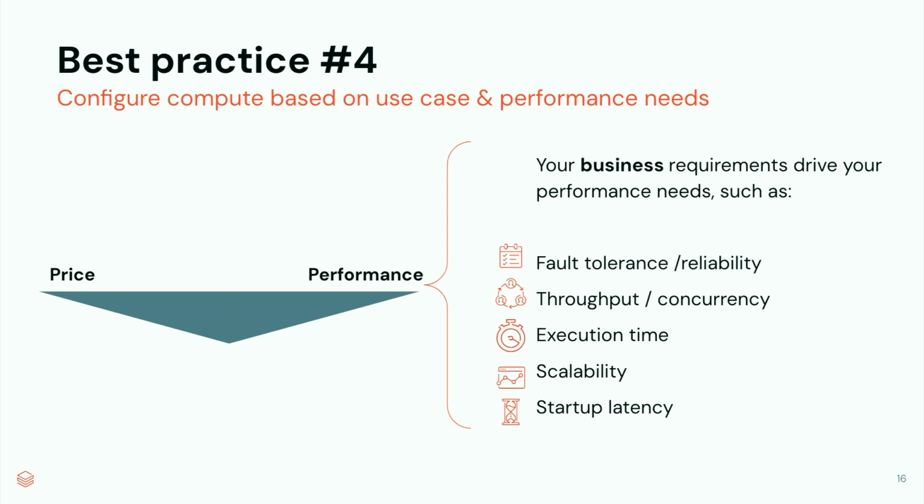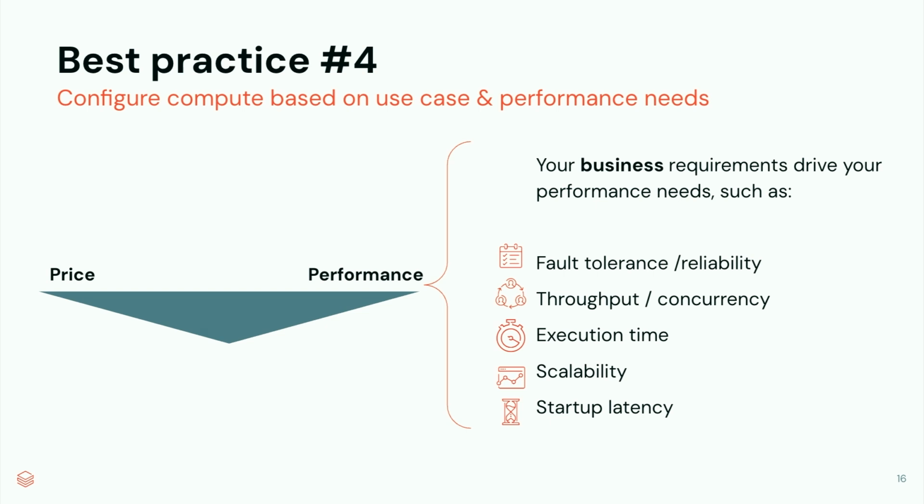Now, the dimensions of performance that are important to keep in mind are things like: How fault tolerant does your workload need to be? For example, if you use spot versus on-demand instances, you're trading off fault tolerance for cost. Spot will be cheaper, but you might suffer spot evictions, which can increase the length of the runtime of your workload. You need to consider throughput and concurrency.